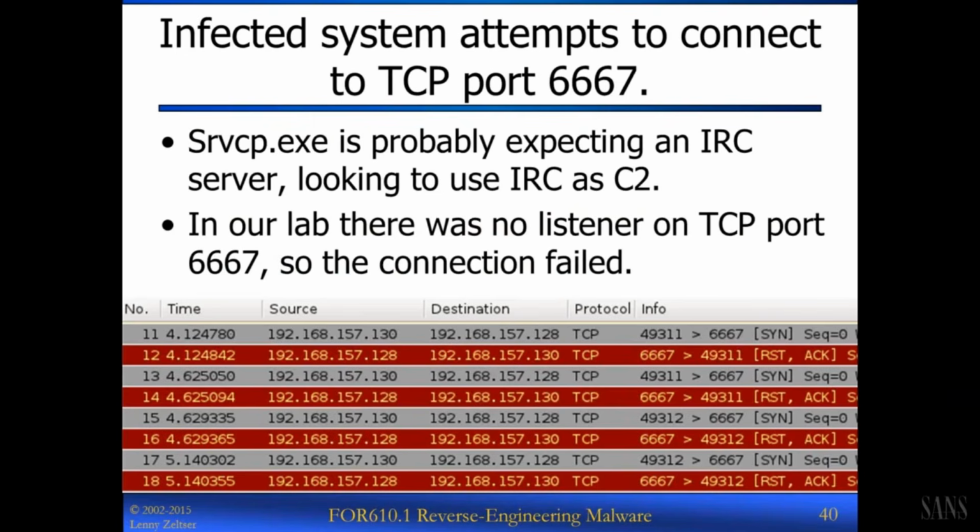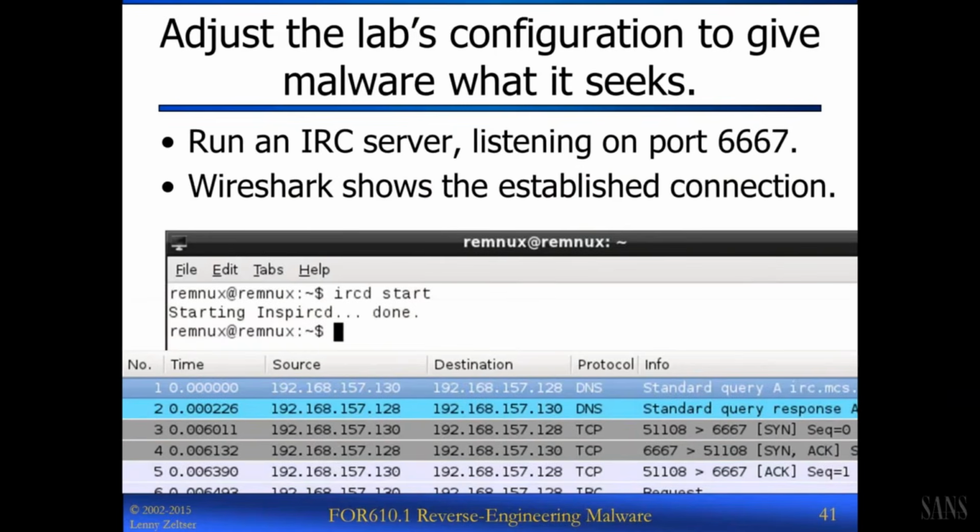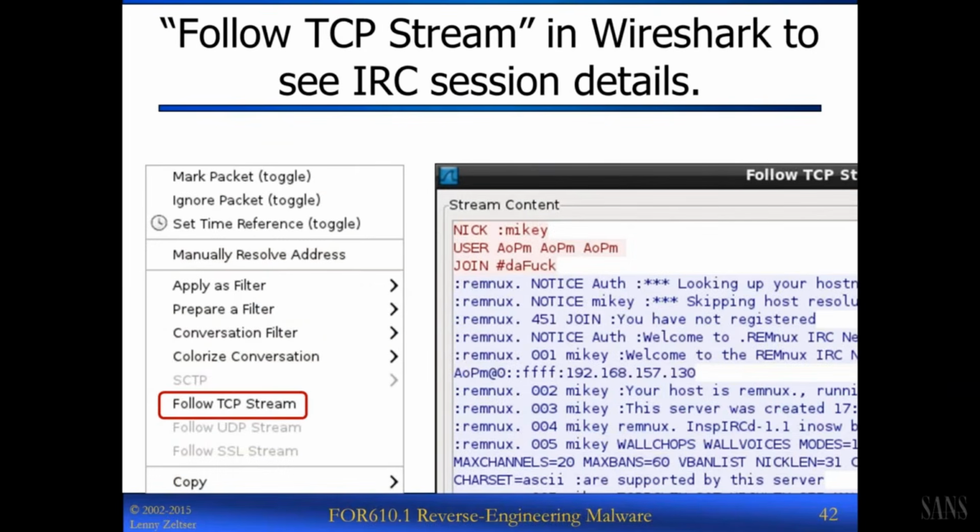So as we move forward towards our goal of facilitating and encouraging activity, we then decided to launch ircd start. That allowed us to launch an IRC server. When we did that, we saw additional activity. The TCP connection was in fact established, and we could actually take a closer look at specifically the content that was being sent. We could do that using follow TCP stream. All right, follow TCP stream allowed us to take a much closer look at what was actually happening on the system.